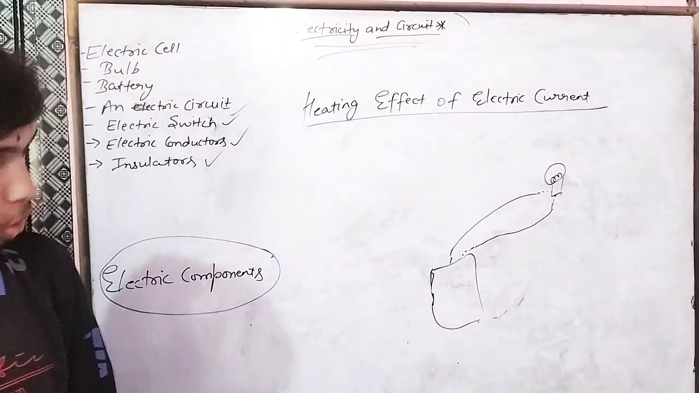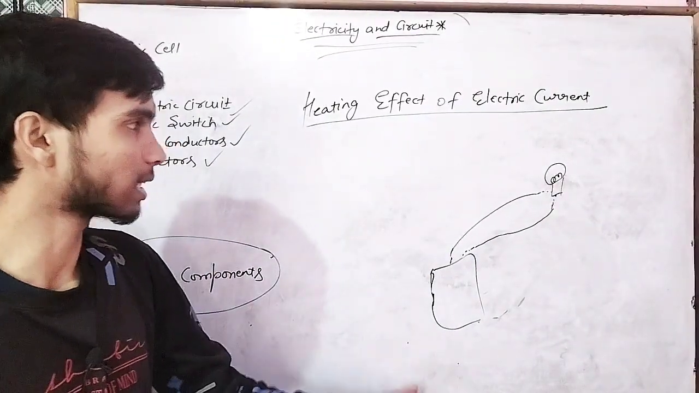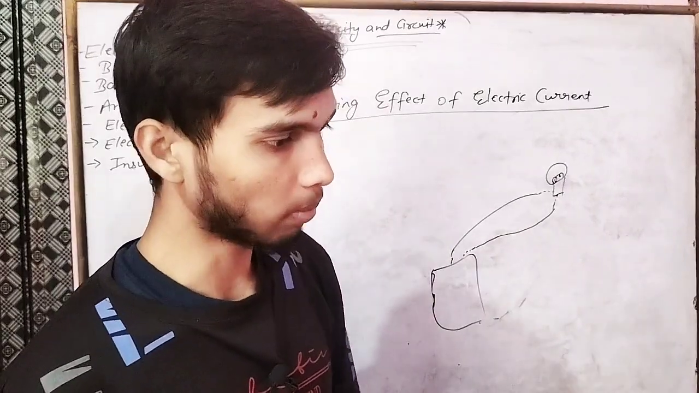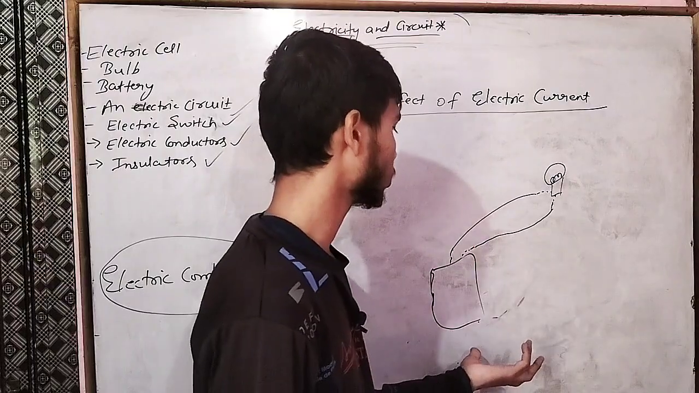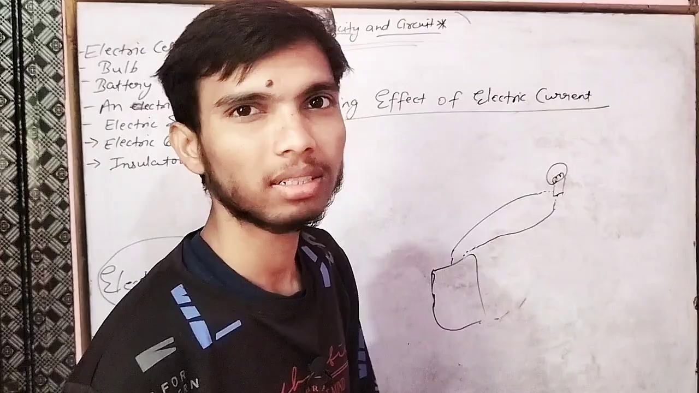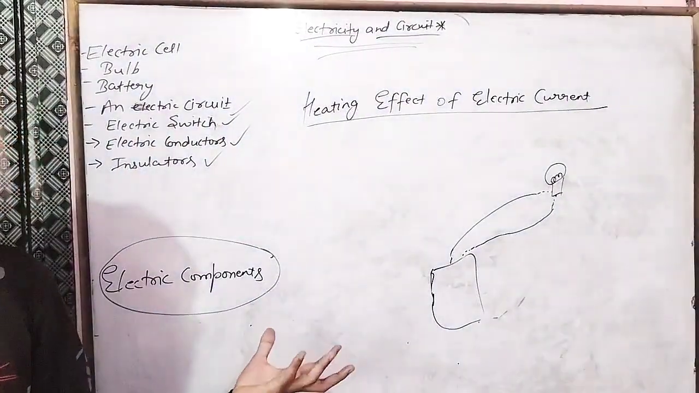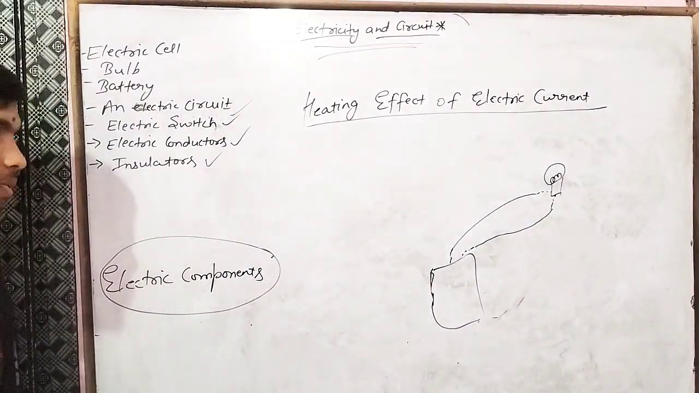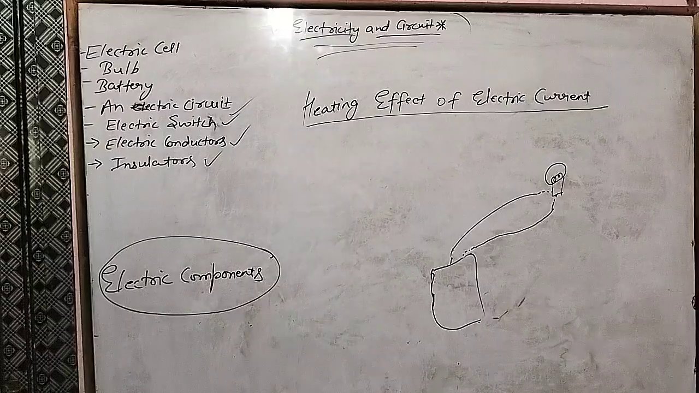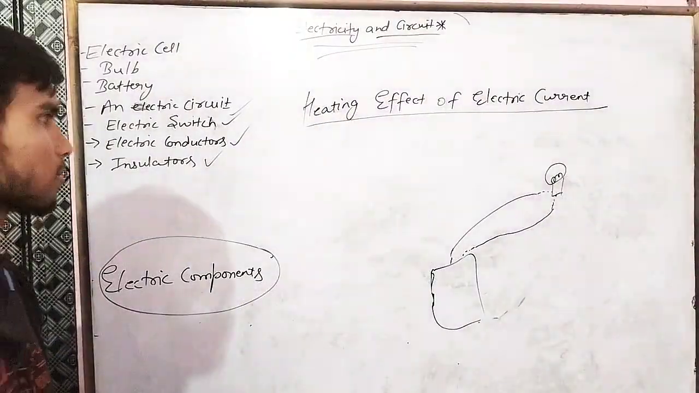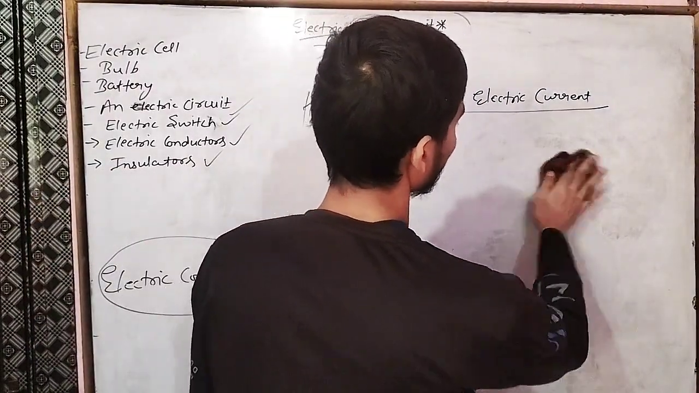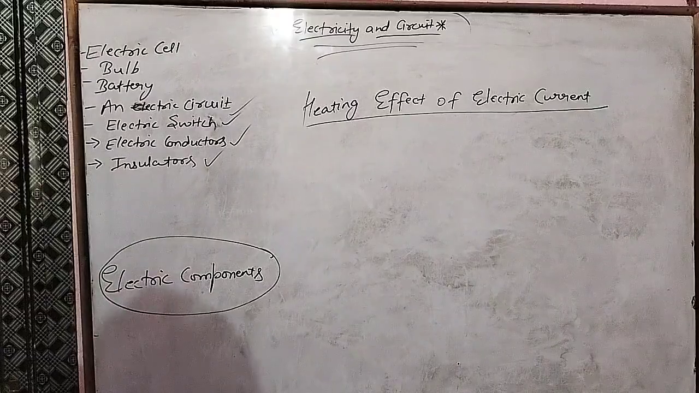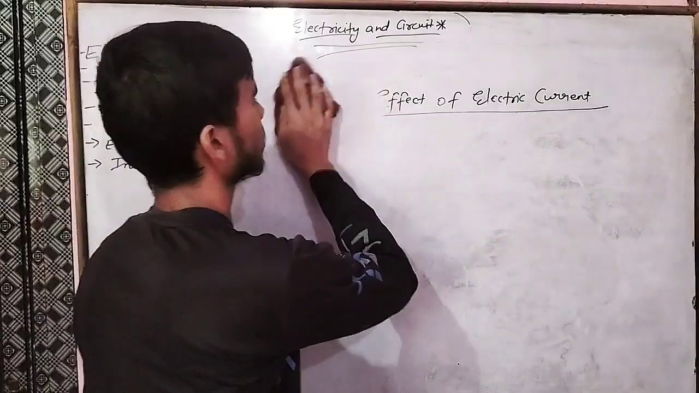So the heating effect of electric current will decide the materials. If the materials are not suitable for this work, then this will not work. It will be said to be fused. It will get hot very soon. So all those materials will decide. The heating effect of electric current we understood. Got it.